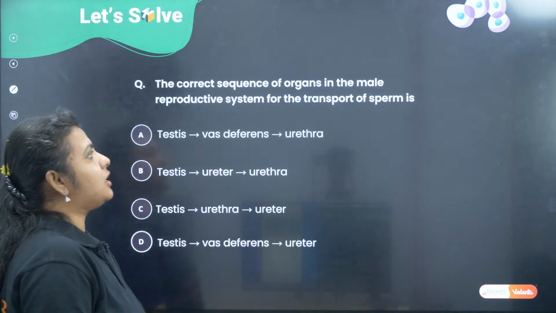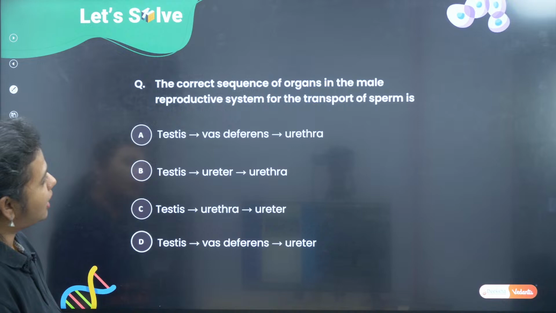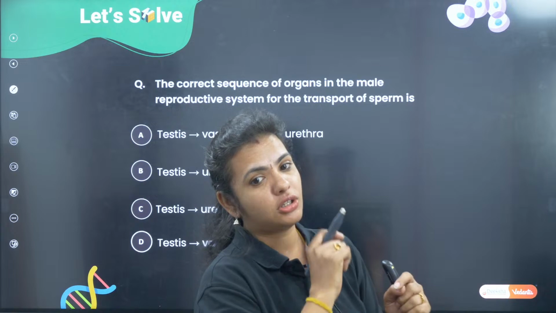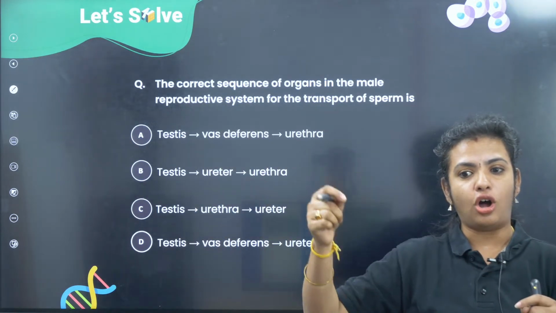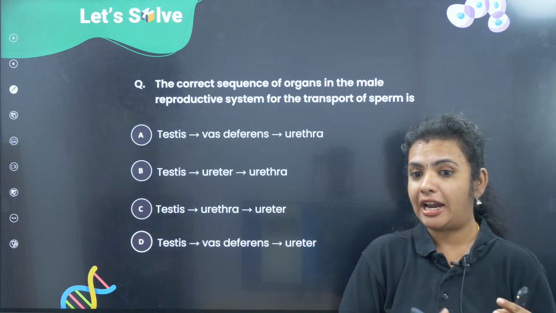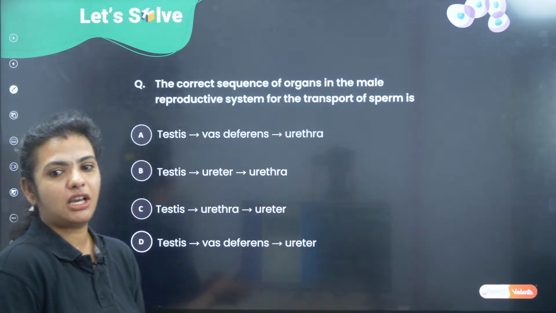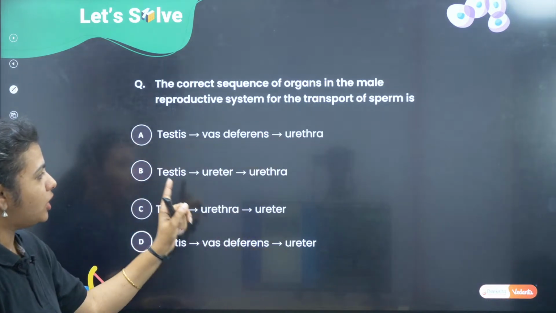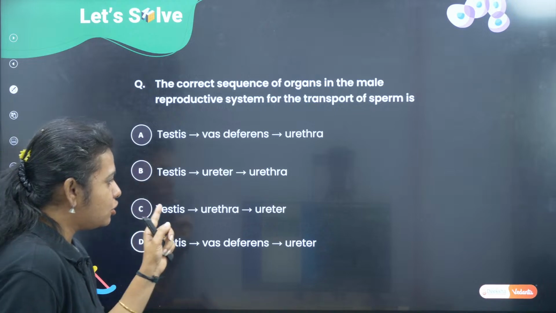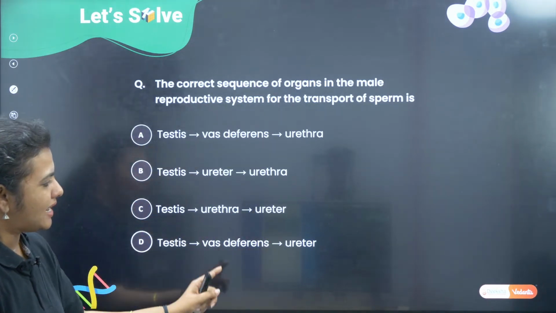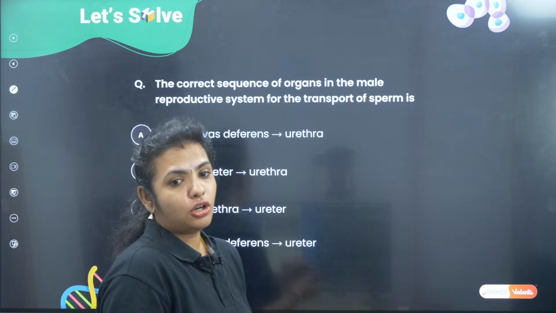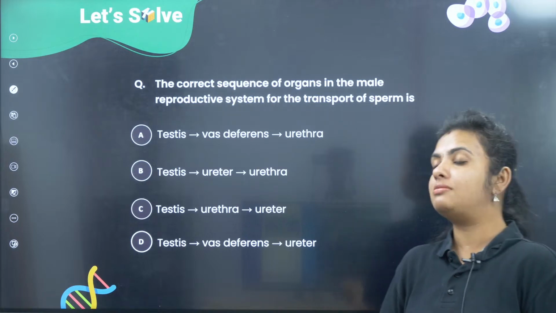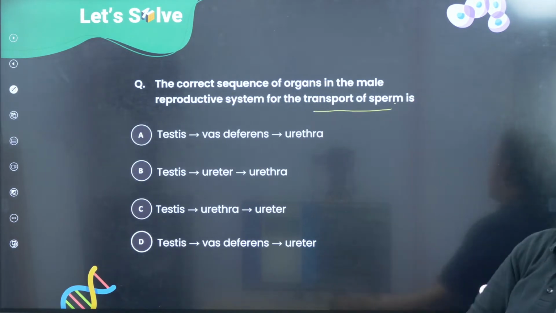The correct sequence of organs in the male reproductive system for the transport of sperms. If you remember, last class I showed you the structure of the testis and I had also drawn the passage of sperms. I don't know how many of you remember it. Let's see how many will get it right. Testis to vas deferens to urethra, testis to ureter and urethra, testis to urethra and ureter, testis to vas deferens, ureter. What do you think is the correct sequence for the transport of sperms in the male reproductive system?